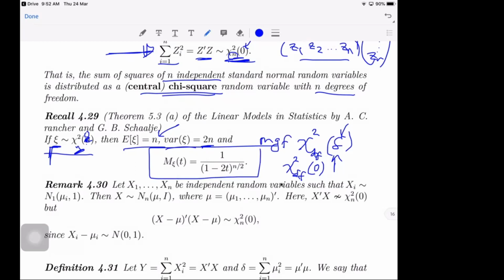So if you have a moment generating function that looks like that, then you know that your random variable is quite chi-square distributed. Dahil man ang moment generating function sa normal. Okay? That was e to the mu prime t plus 1/2 of t prime sigma t. Okay? So mauna sa normal.